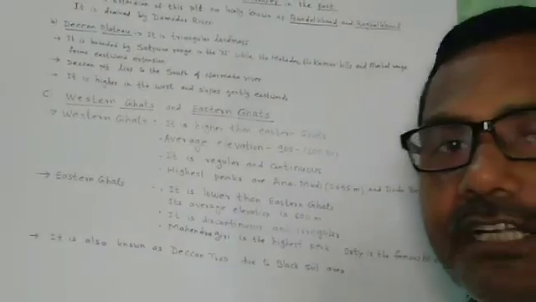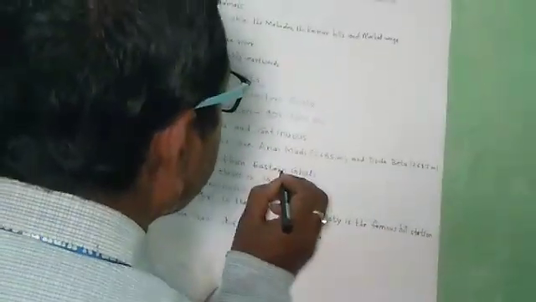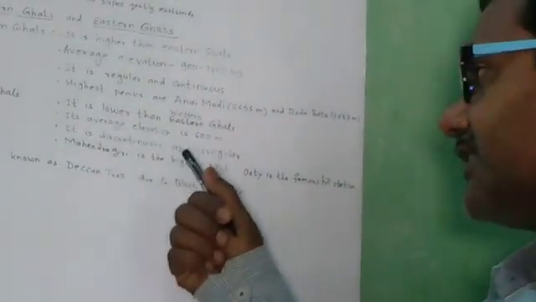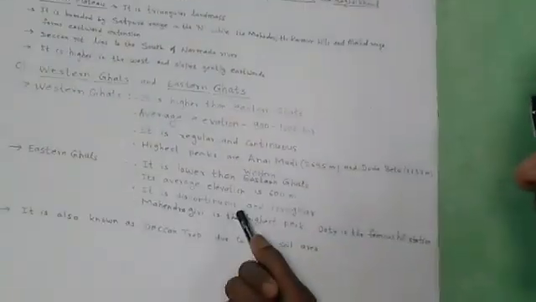Now let us talk about the Eastern Ghat. Eastern Ghat is lower than the Western Ghat. Its average elevation is 600 meters. It is discontinuous and irregular.